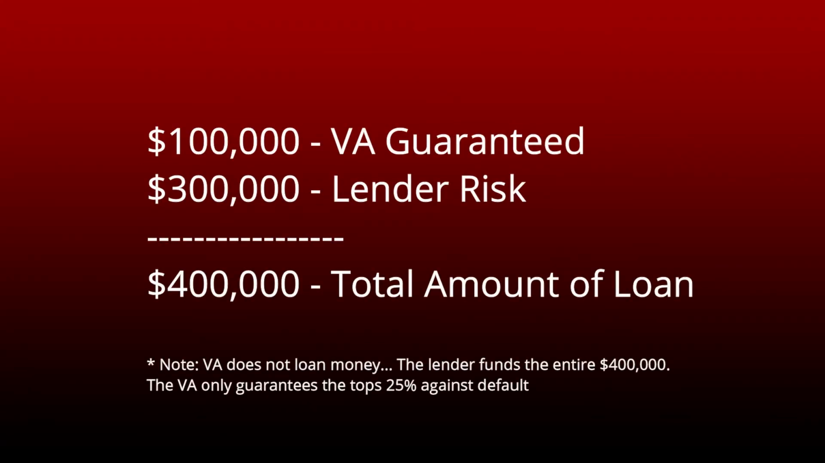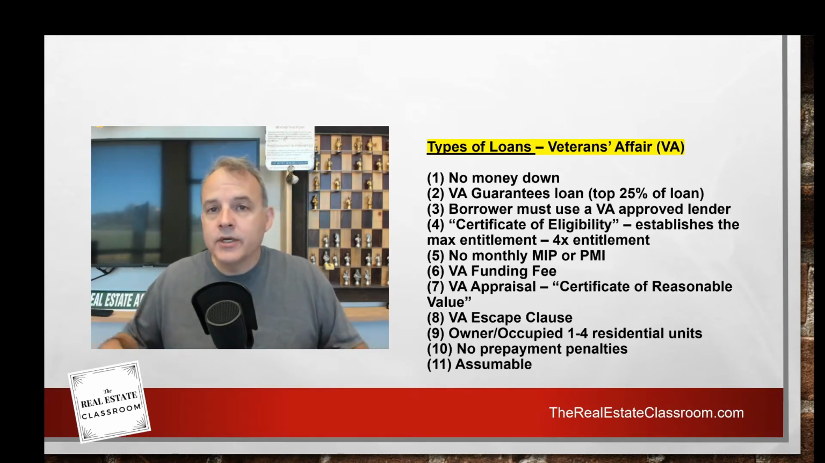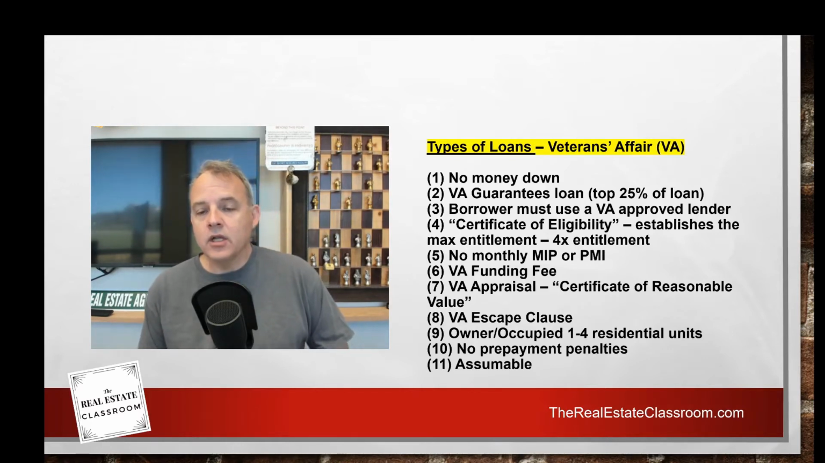Now remember, the VA guarantees the top 25% of the loan. So if the veteran wants to purchase a $400,000 house, that means the VA is going to guarantee the lender the top $100,000. So if the veteran defaults, then the VA is going to guarantee that $100,000 to the lender. So it ensures that the lender can then sell the property and recoup their losses. That's the great thing about the Veterans Affairs Loan.